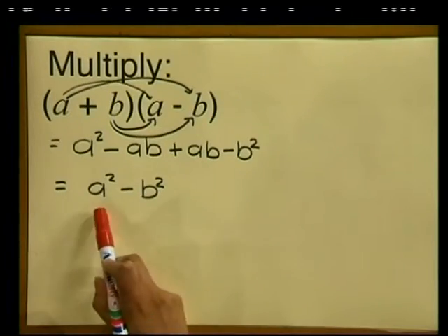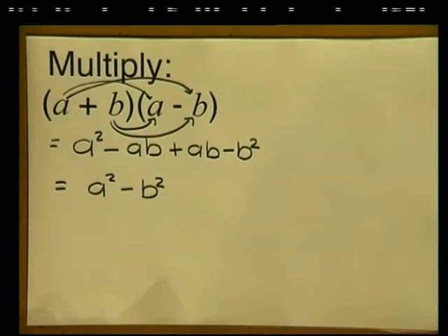Do you see we are back where we started? We have a difference of two squares. And we got there through the process of multiplication. Now if we reverse this process of multiplication and factorize a squared minus b squared, all we need to do is take the square root of each term.